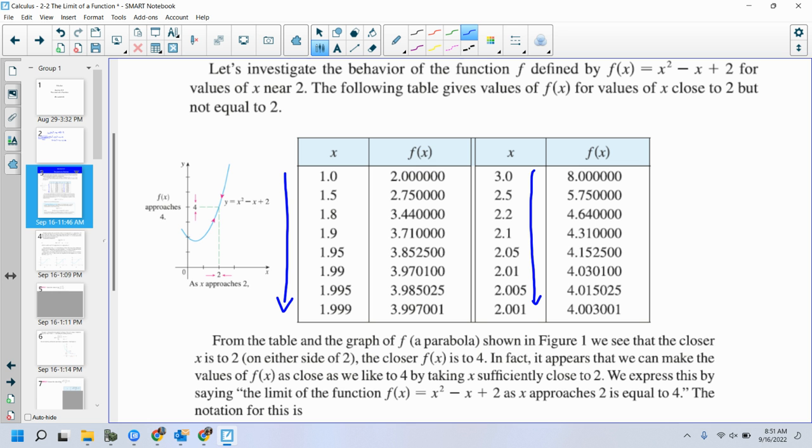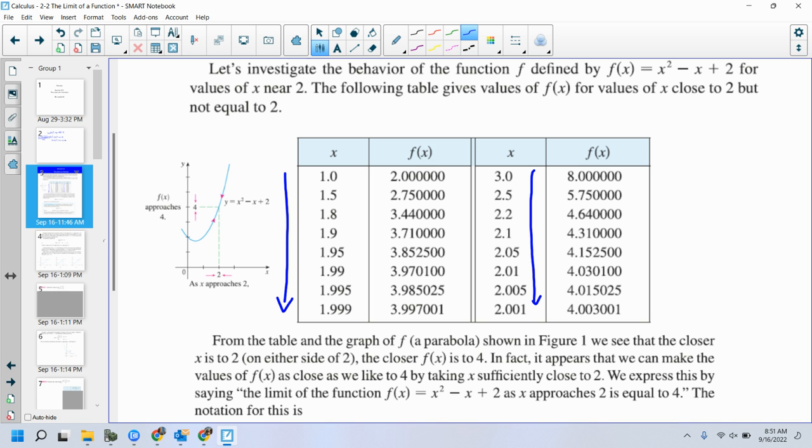I send it to 0. I want to make it 0. And when I do that, I see that the output value gets sufficiently close to 4. It gets very, very close to 4. So we can say that the limit as x approaches 2 of this function is 4. That's how we can read that. That's what we can say about that. We can say that the limit as x gets sufficiently close to 2 is 4.